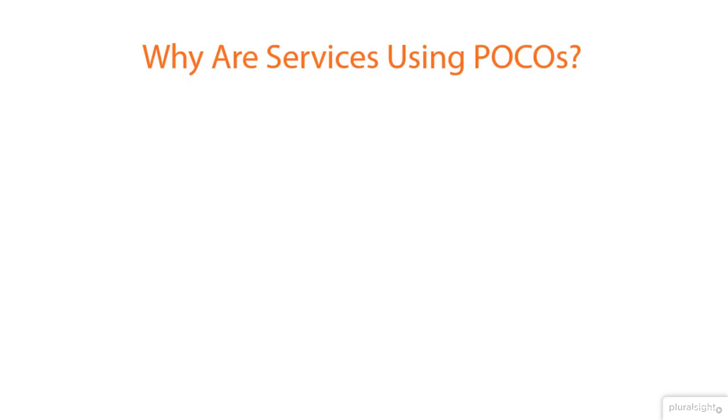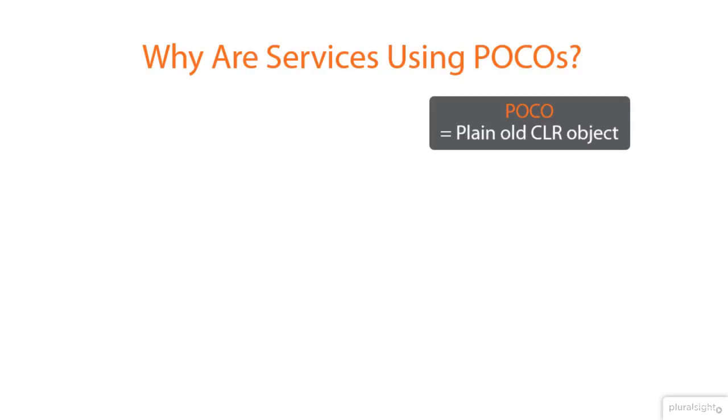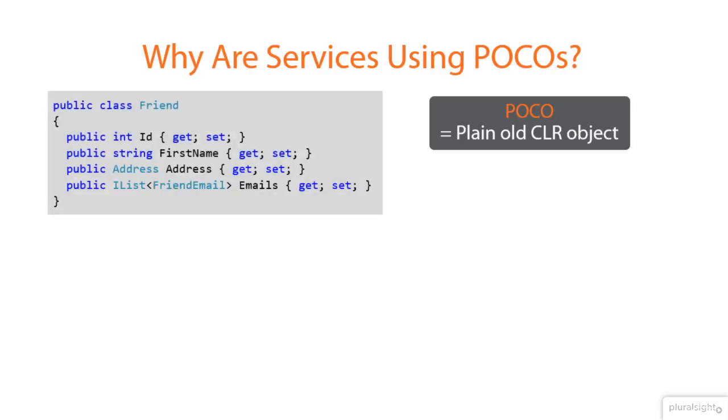In a WPF client, you often receive your models as POCOs. POCO stands for Plain Old CLR Object. So here this Friend class is a typical plain old CLR object.